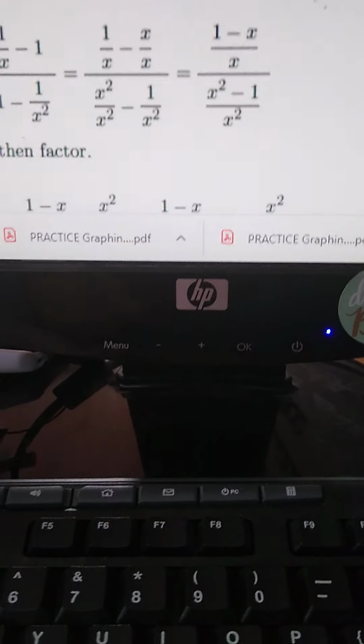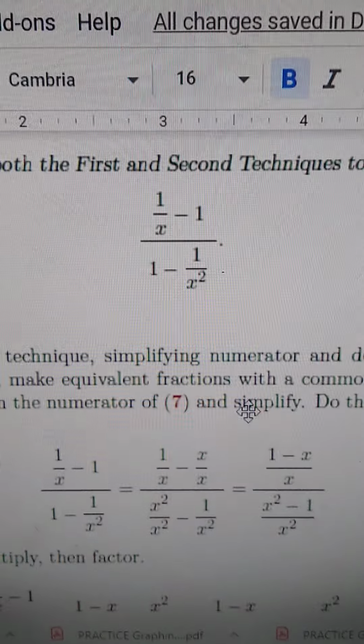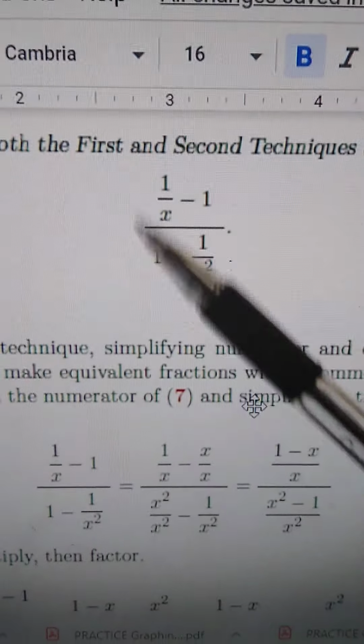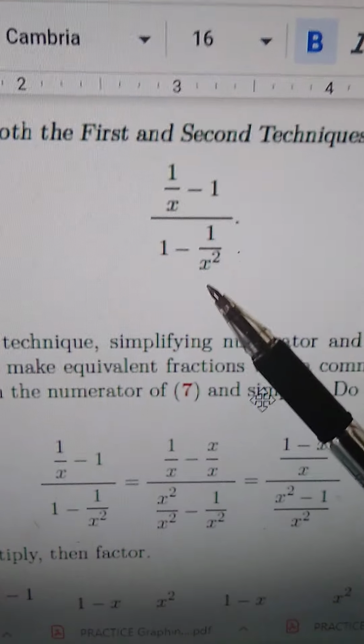Let's take a look at the first algebra problem. We're going to start pretty simple. We'll do ones with binomials tomorrow. For today, we're just going to stick with monomials. So, everything's 1, just keeping it pretty easy with just denominators with x.